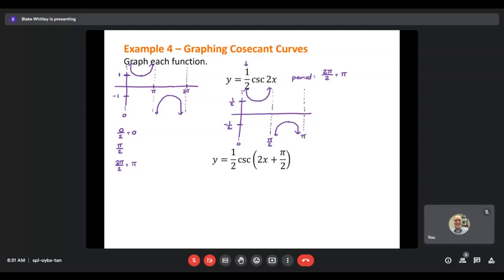Now remember, always factor out if you have something being multiplied by the x. So this is going to give us y equals 1/2 cosecant 2 times x plus, and if I factor out a 2 from pi over 2, should give us pi over 4, right? And again, that's just pi over 2 divided by 2. That gives us pi over 2 times 1/2. And that's where we get that pi over 4.